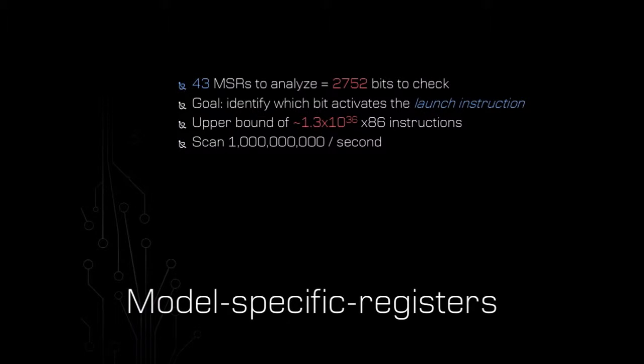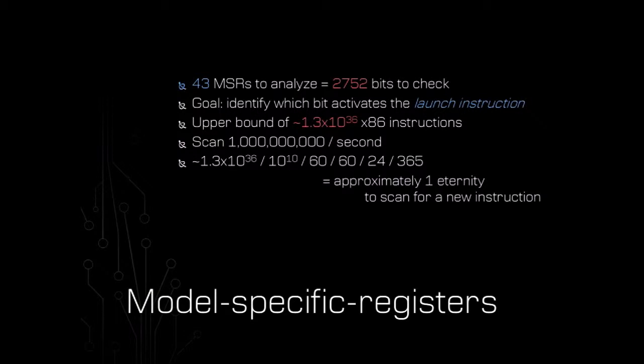Even if I take a really, really generous estimate and say that I can scan 1 billion possible instructions a second, we can do a quick Fermi calculation: 1.3 undecillion divided by a billion, divided by 60 seconds in a minute, divided by 60 minutes an hour, divided by 24 hours a day, divided by 365 days a year, means scanning for a new instruction in x86 is going to take approximately 1 eternity. So I don't have time to sit around waiting to find this new instruction, especially when I've got to do a scan for every bit. Then I'm looking at about 2,700 eternities trying to find which bit activates this new x86 instruction.